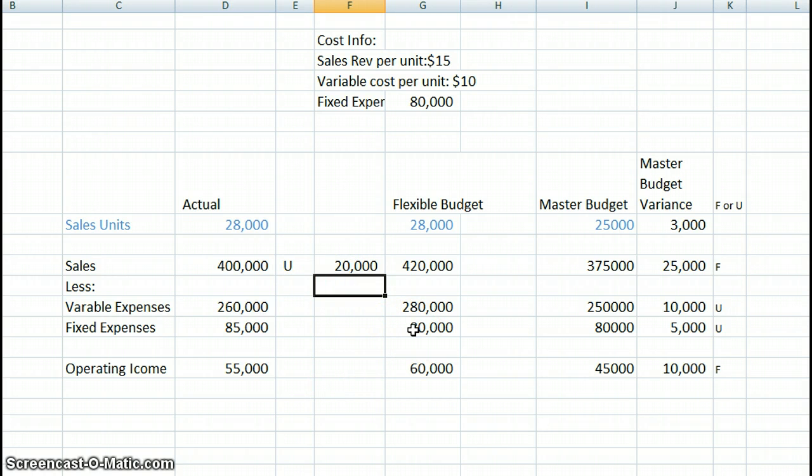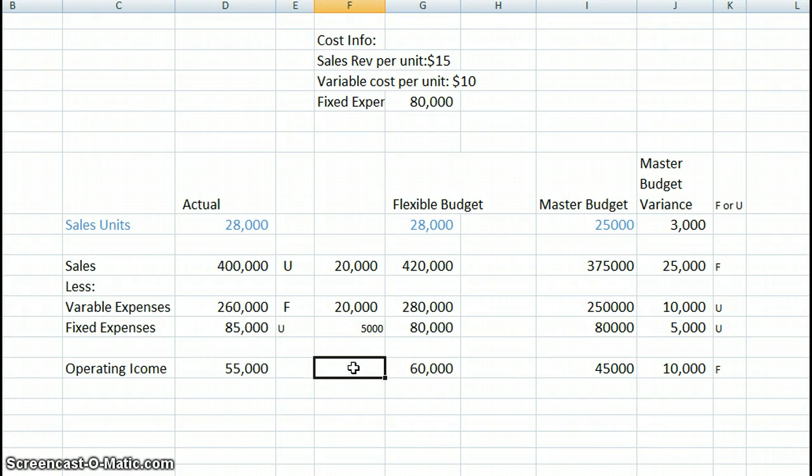Let's look at our variable expenses. We expect our variable expenses to be 280,000, but they were actually 260,000. So this time we also had a 20,000 variance, but this time, since it's an expense, it is a favorable variance. We had 80,000 expected in our flexible budget for fixed expenses. We came in at 85,000, which means we had a 5,000 variance, and that 5,000 variance was unfavorable.